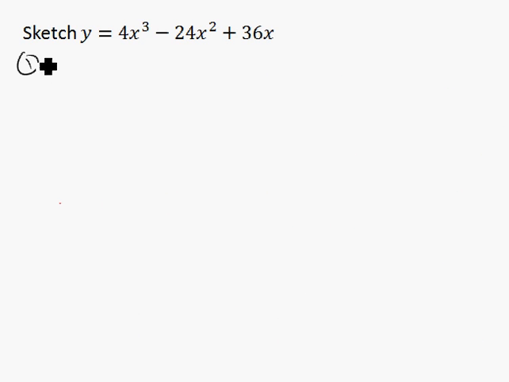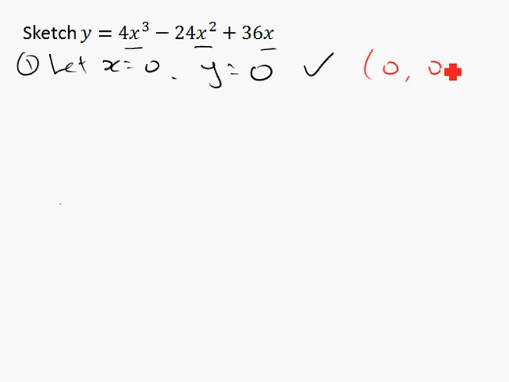Step 1, let x equal 0. What do you think is your value of y? This is 0, this is 0, this is 0. 0 minus 0 plus 0, y is 0. Duh. That's it. x equals 0, y equals 0. Done. That's the first thing. What I recommend doing here is to write down the coordinates as you go along.